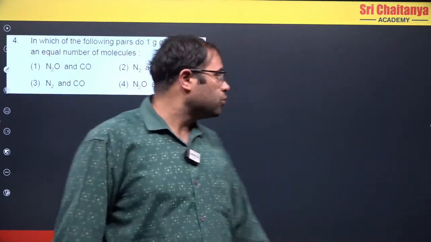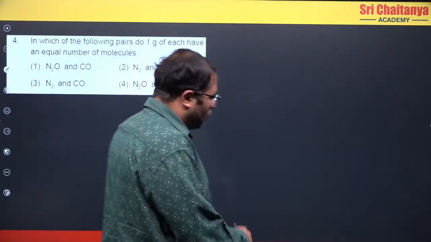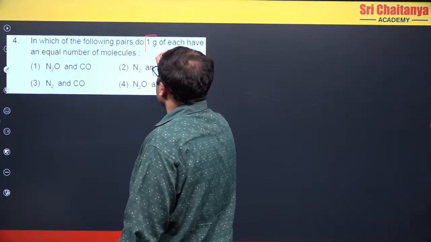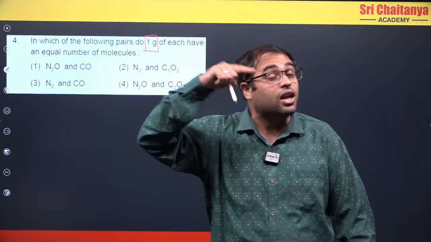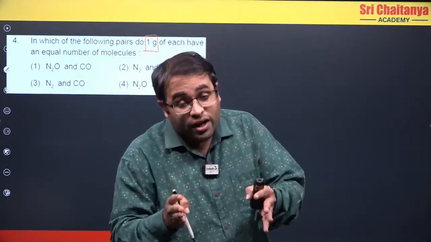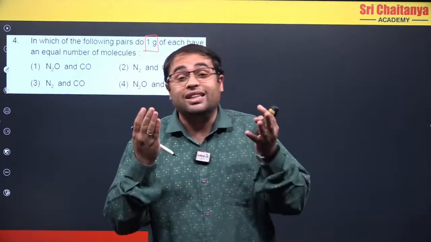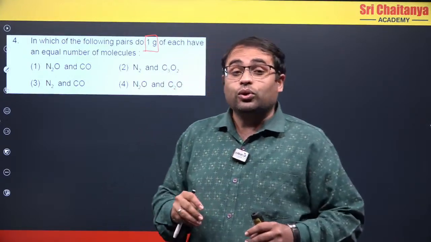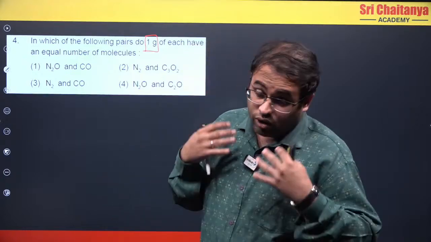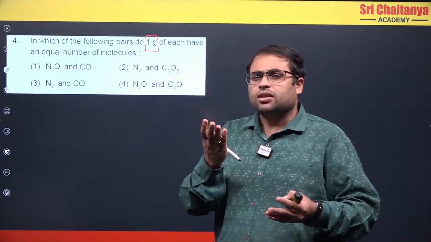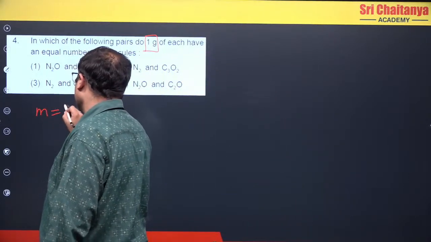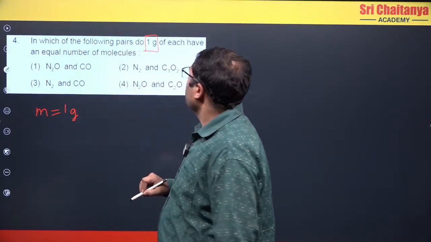Now let us move on to the next question. In which of the following pairs do 1 gram of each have an equal number of molecules? Remember, this is 1 gram. This is not 1 gram atom or 1 gram molecule. If they write 1 gram atom or 1 gram molecule, that is an indication that they are talking about 1 mole. But here they have not written atom or molecule, so it's just the mass, 1 gram.